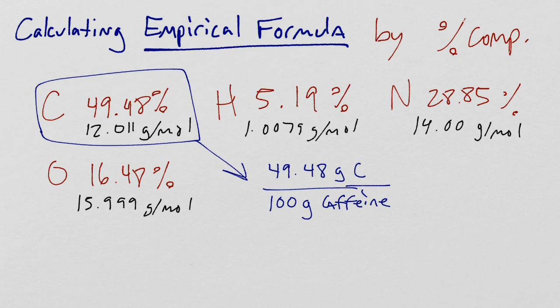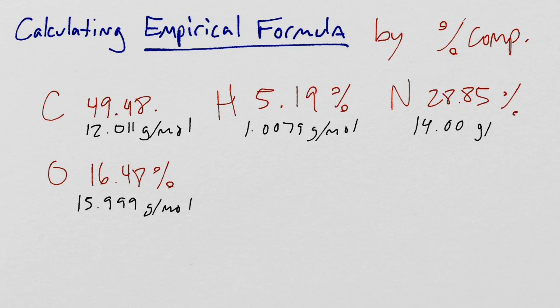Okay, but still we don't know how many grams of carbon we have. Well, let's just say we have 49.48 grams. We can do that. And that's actually the key to solving these problems: you just take your percentage, you can erase the percentage, and just put grams there. So we're just going to pretend that however much caffeine we have, we have 100 grams of it. And since we know what the percentage of each element is in caffeine, instead of just saying carbon is 49% of caffeine, we'll just say we have 100 grams of caffeine and 49.48 grams of it is carbon. So now it's just like any other empirical formula.